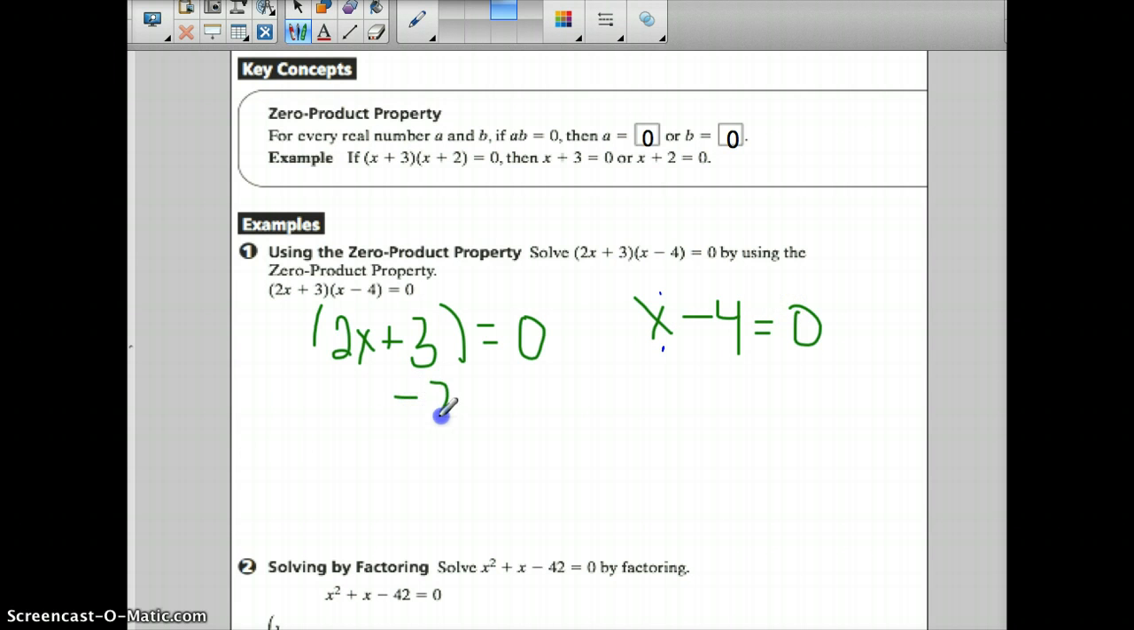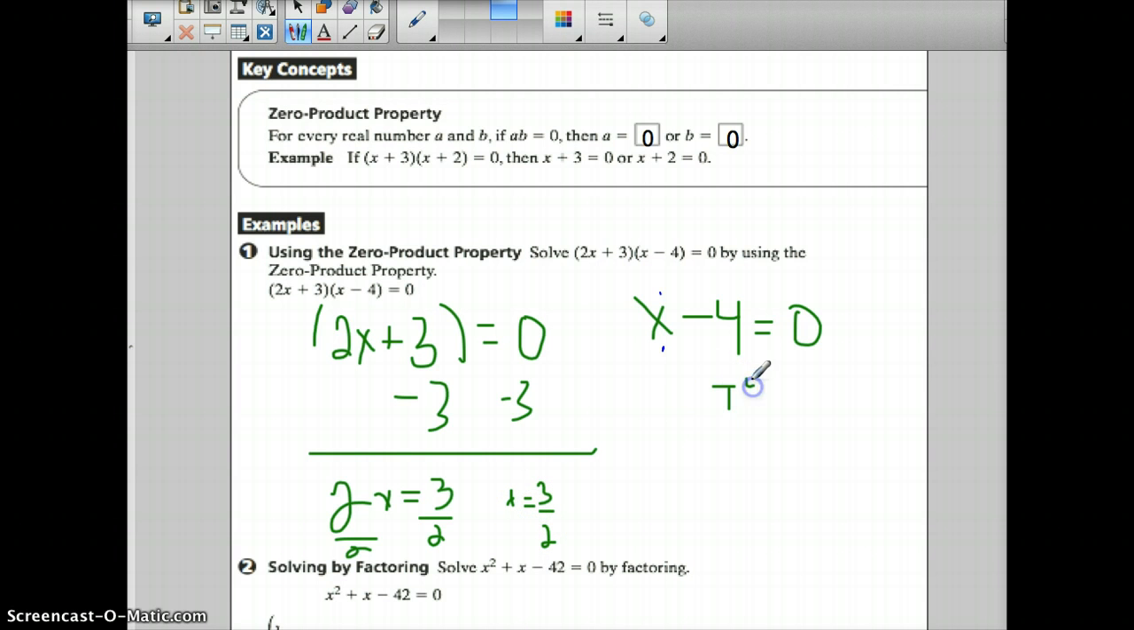We can subtract 3 from both sides here, and we're left with 2x equals 3. And if we divide both sides by 2, we get x equals 3/2. Or over here on the other side, if we add 4 to both sides, we get x equals 4. So our two solutions are x equals 3/2 or x equals 4. That is using the zero product property to solve.